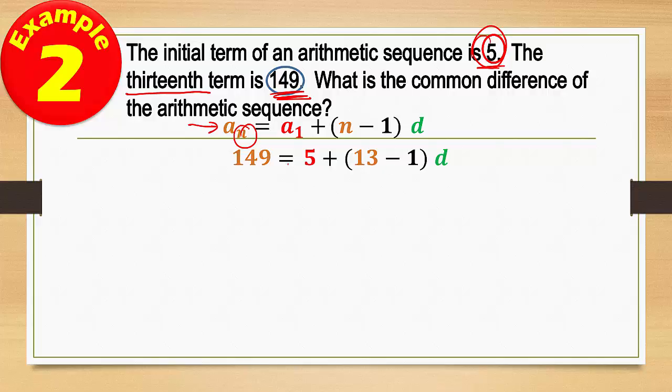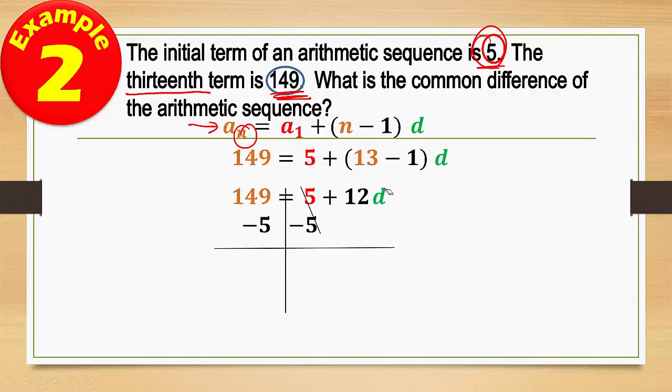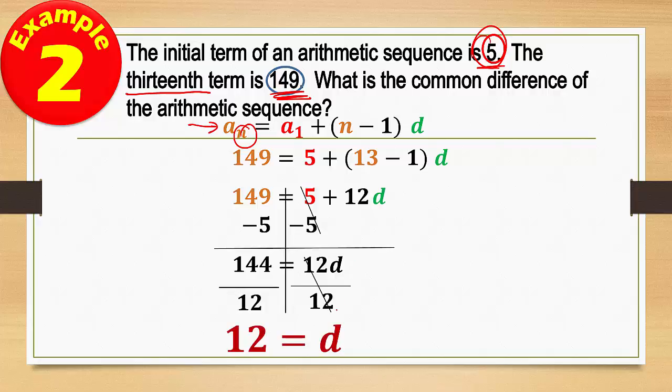So now all we have to do is go through and do our order of operations. First thing we're going to take care of is what's in parentheses. 13 minus 1 is 12. And then it's times d. Don't forget that d is just tacked onto there. Now just solve like you would as if this were x, like you've seen in the past. What would you do first? You would subtract 5 from both sides, which would give you 144 equals 12d. And then, of course, you just divide by 12 on both sides, which would give you d equals 12. So the common difference would be 12.